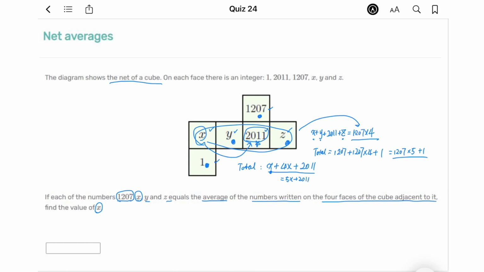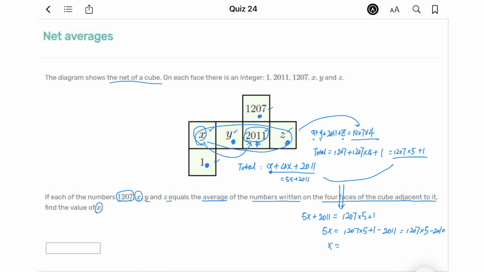These two totals must be equal, right? So we can form an equation with only one unknown number, x, and we can solve it. So 5x plus 2011 equals 1207 times 5 plus 1. So 5x equals 1207 times 5 plus 1 minus 2011, which equals 1207 times 5 minus 2010.